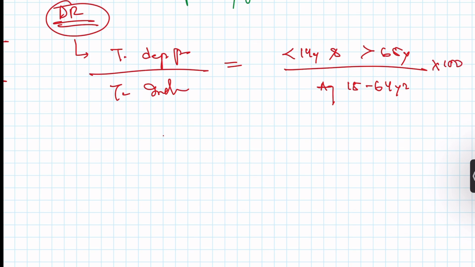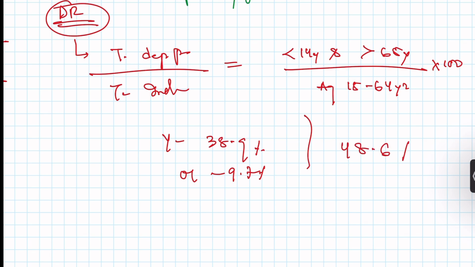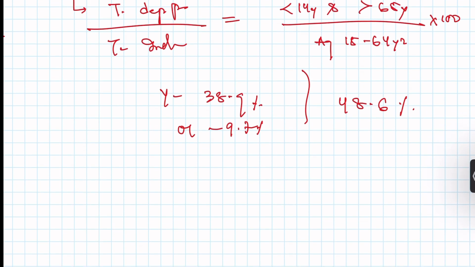Currently in India, the younger age dependency is 38.9%, older age it is 9.7%. All total, the dependency ratio is 48.6%. Okay, so what is dependency burden? Burden is when there is a high dependency ratio, meaning there is an increase in the old age dependency ratio.